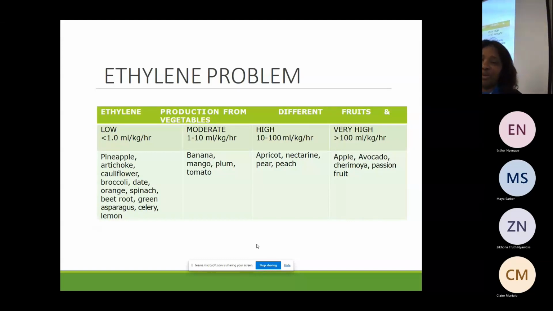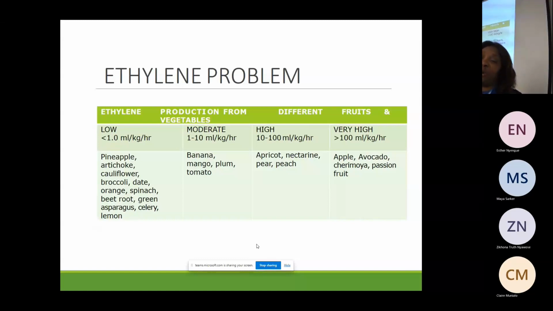So this main problem ranges. If you look at how fruits produce ethylene, the lowest range is pineapple, artichoke, cauliflower, broccoli, dates, orange, spinach, beetroot, green asparagus, and then celery and lemon. They are all on the low range of ethylene production. The moderate ones are banana, mango, plum, and tomato. The high ones are apricot, nectarine, pear, and peach. And the very high ones are apple and avocado.